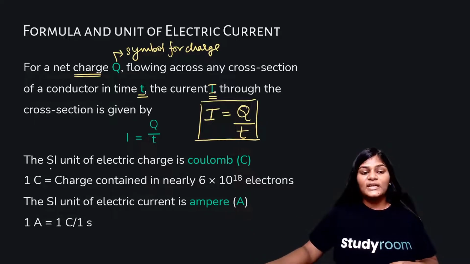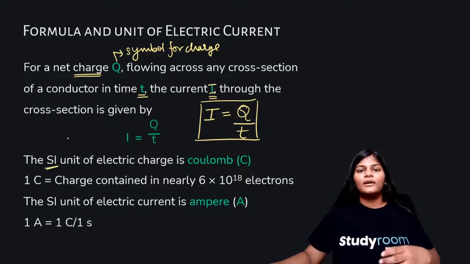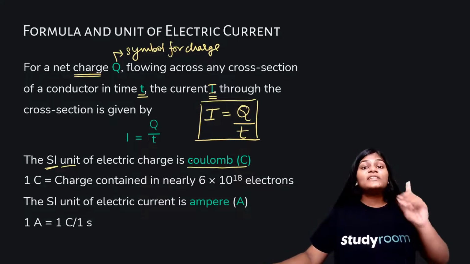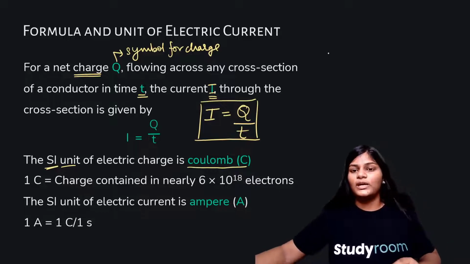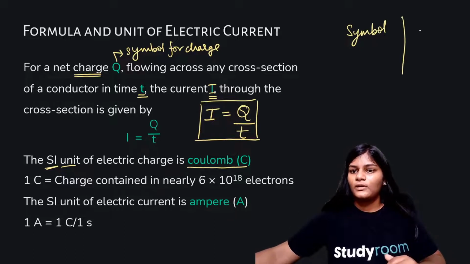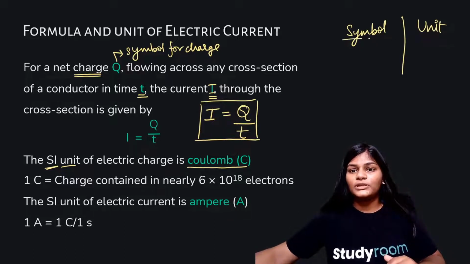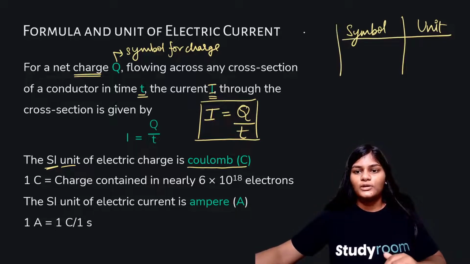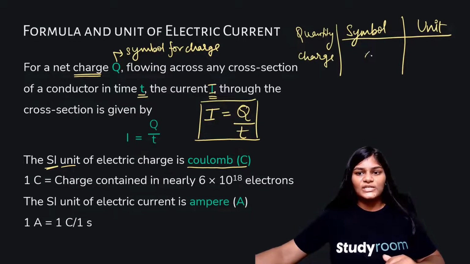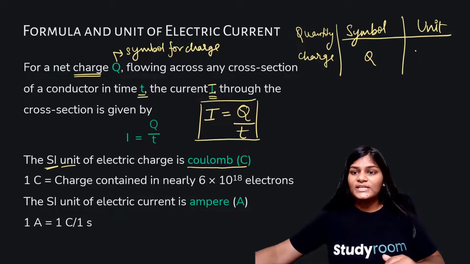Okay. The SI unit. SI basically means the standard unit. The SI unit of electric charge is Coulomb. Now this is the unit that we're talking about. If I have to make a table here, first we'll write the symbol and unit. These are two important things that you have to remember. And this is the quantity. What quantity are we talking about? If we say it's charge, the symbol for charge we just said is Q and the unit is Coulomb.